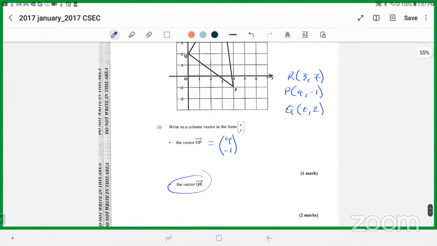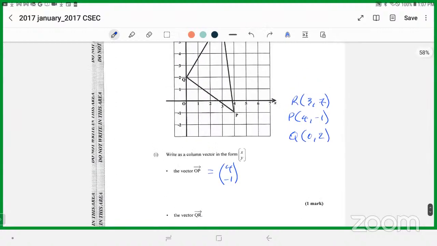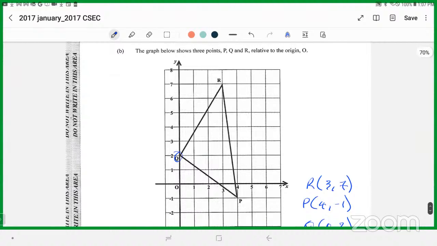The question wants us to tell the vector QR, from Q to R. Can you look at the diagram and know? From Q to R, I just need to count how many units this way and how many units up to go from Q to R. That's vectors. So I go 3 units across and 1, 2, 3, 4, 5 units up. So I can tell you that QR is 3, 5.